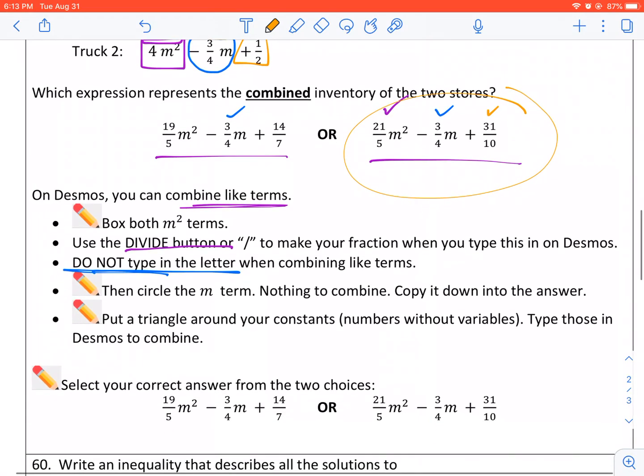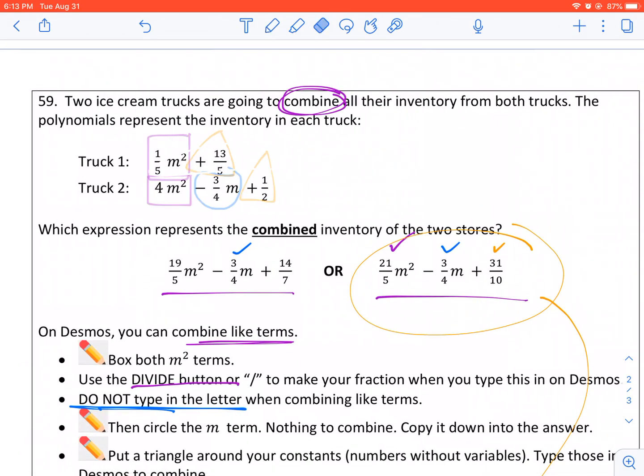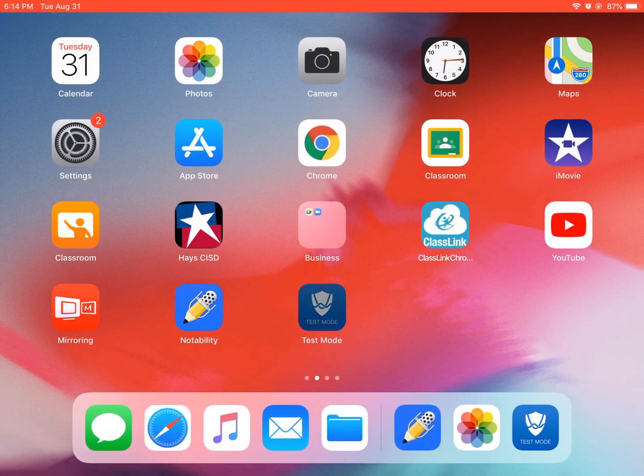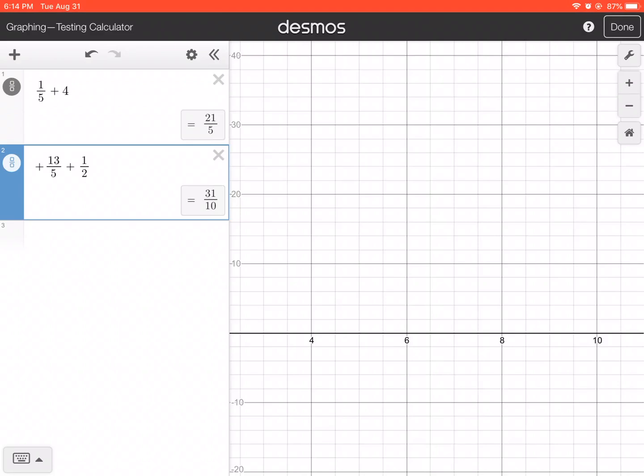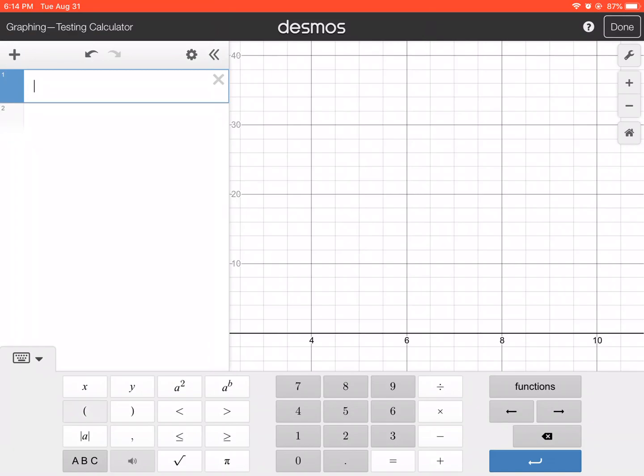That's the same one as down here. I did want to show you another way to do this question, if you understand that combine means that you're putting them together by adding. So you can actually group the entire first truck like this and group the second truck like this, and if we're going to combine them, we're going to add them together. And so what we can do is go back to Desmos and type that in as one very long line.